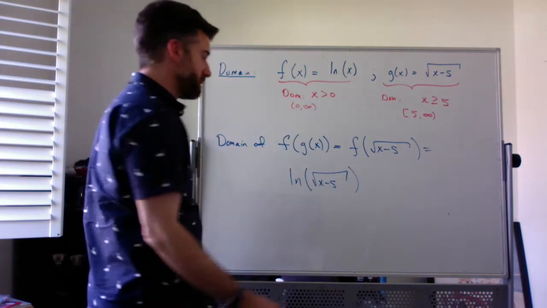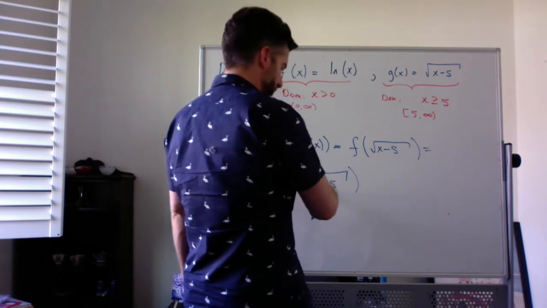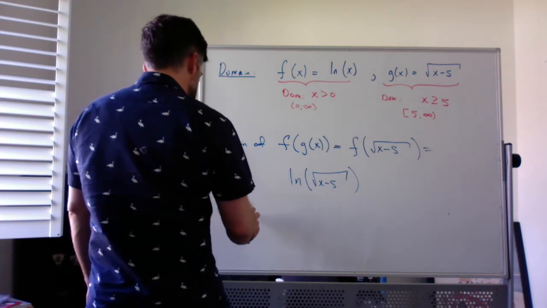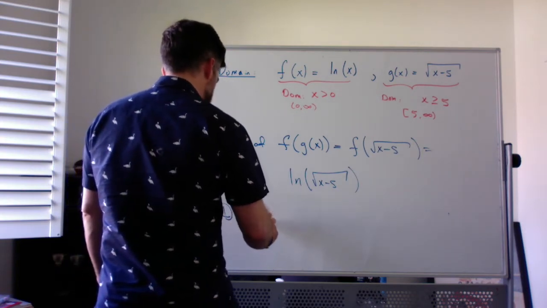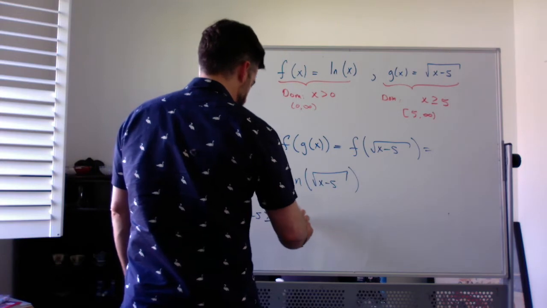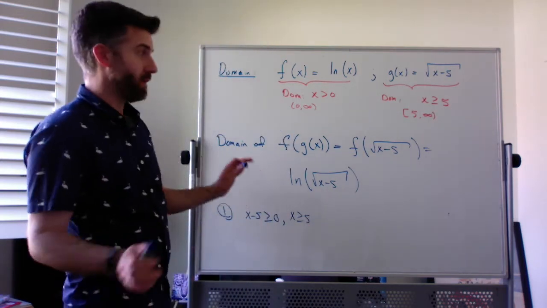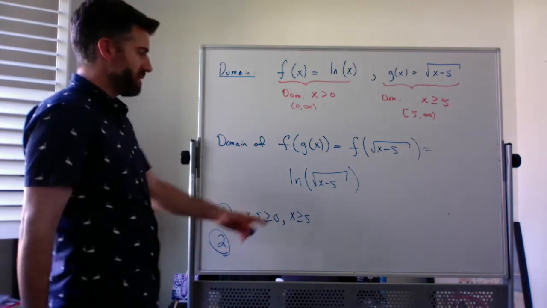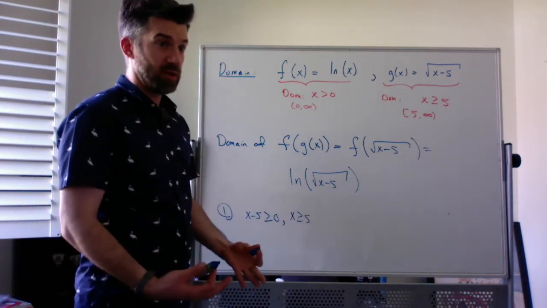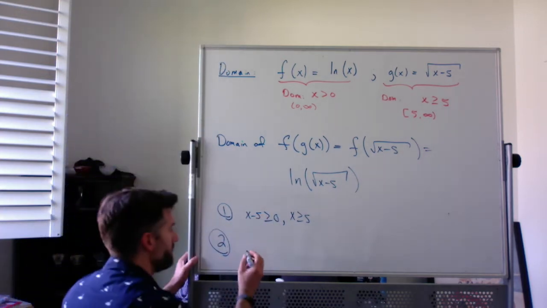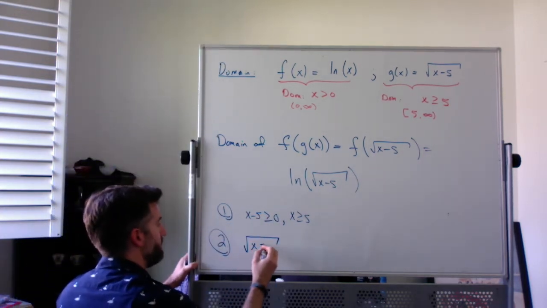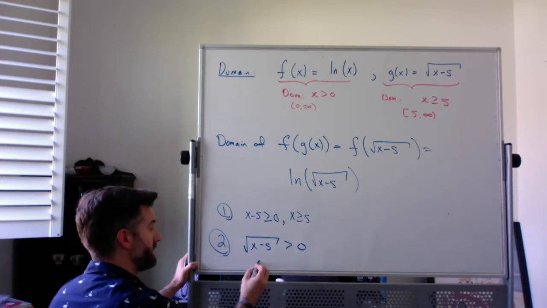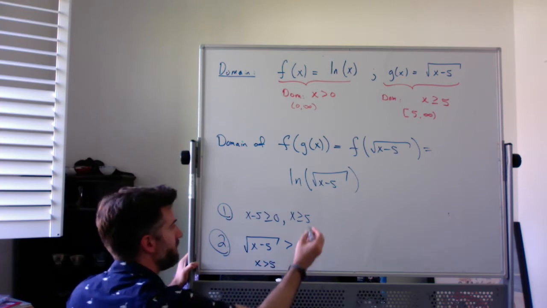In this case, for this inner part, x minus 5 has to be greater than or equal to 0. So x has to be greater than or equal to 5, which we already knew. We have to observe the domain of the inner function. But now we have to look at the composite function and say, we know that the inside of a logarithmic function has to be greater than 0. So we also need the square root of x minus 5 to be strictly greater than 0, which means that x has to be strictly greater than 5.